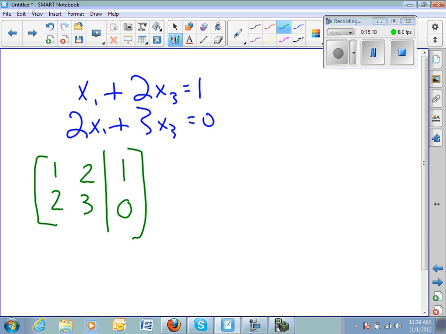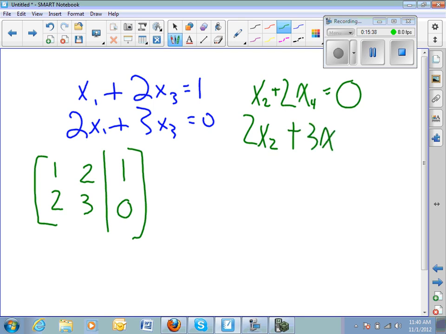That's all right. All right, over on the right-hand side, kind of at the top, Meredith, will you write another system of equations for us? And here it is: x sub 2 plus 2x sub 4 equals 0, and 2x sub 2 plus 3x sub 4 equals 1. And then will you write the augmented matrix for that system?